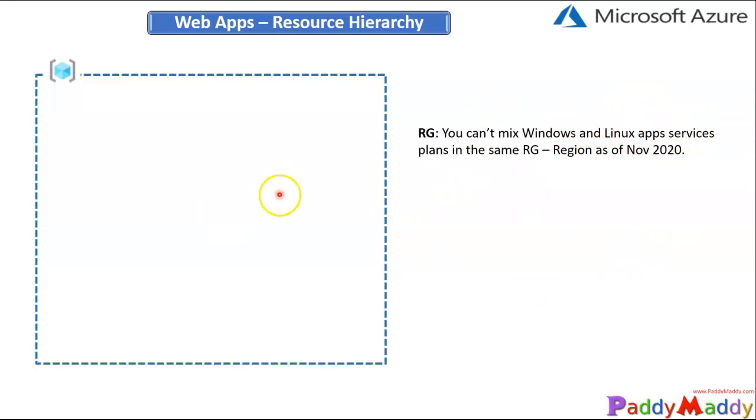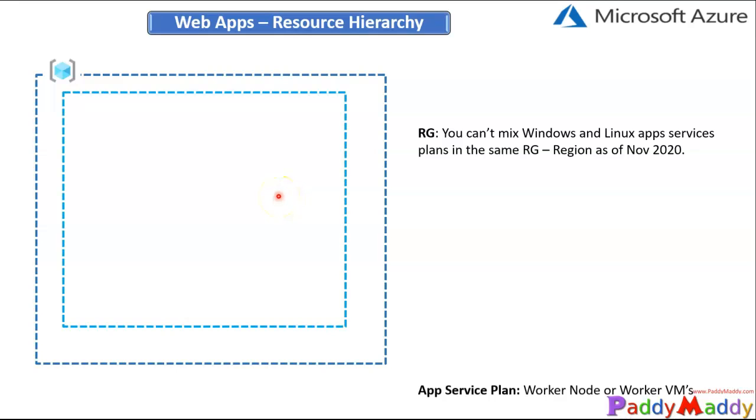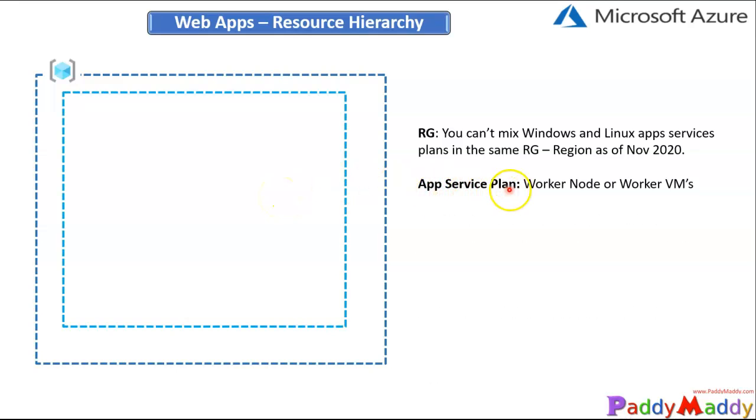So the next layer of the hierarchy would be the app service plan. You have to create your app service plan, and in that plan you have to define whether you're going to work on Linux or Windows. That's the operating system or the stack that you have to define. Once you define that, you cannot mix within this region by creating one more app service plan.